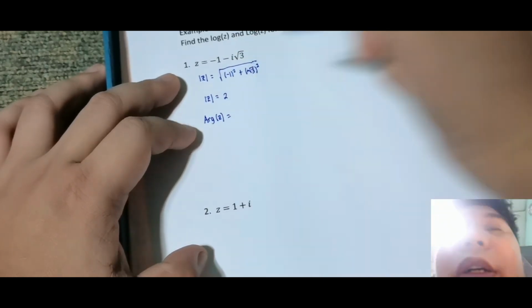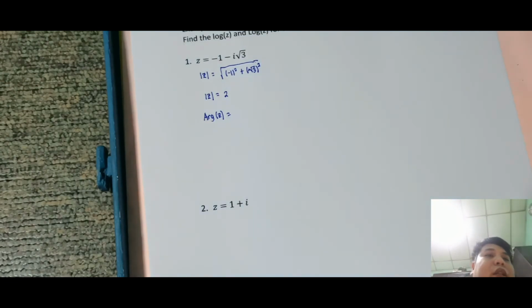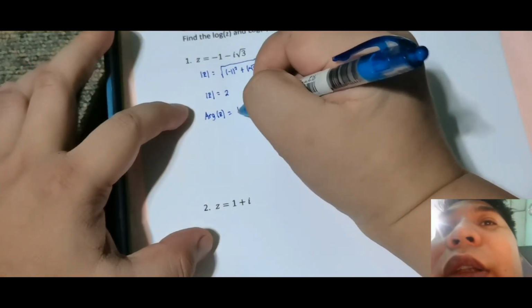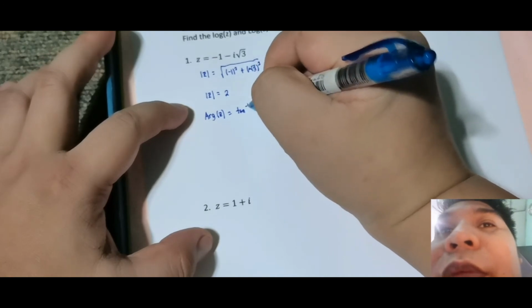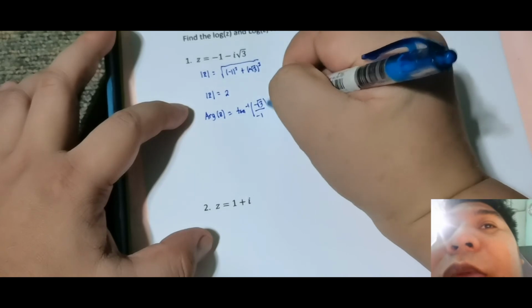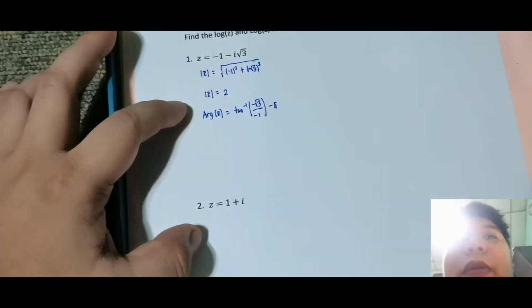So check natin. Anong quadrant siya? That is quadrant 3. Tama? So, since quadrant 3 siya, ano ang ating argument? So, ang argument niya is arctan ng y over x minus pi. Tama ba pag quadrant 3? So, that is arctangent ng negative square root of 3 over negative 1 minus pi or 180.